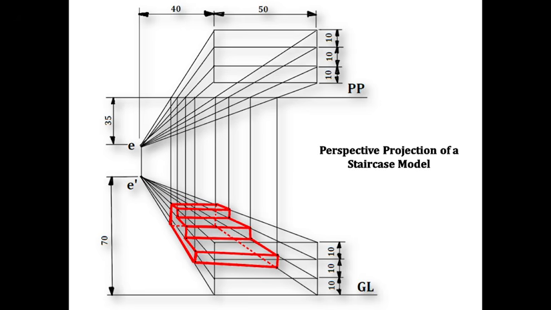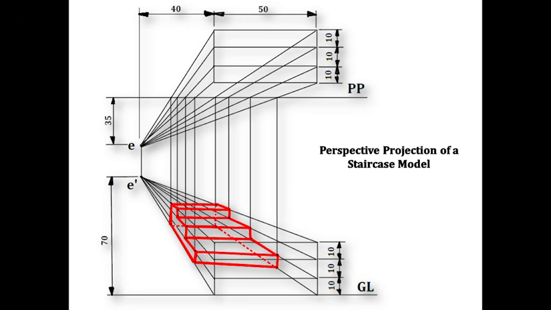Notice that the construction is based on the visual rays drawn from the station point to the various corners of the staircase. The intersections of these rays with the picture plane help us accurately locate the points in the final perspective view. Only the visible edges are highlighted to make the drawing clear and easy to understand.